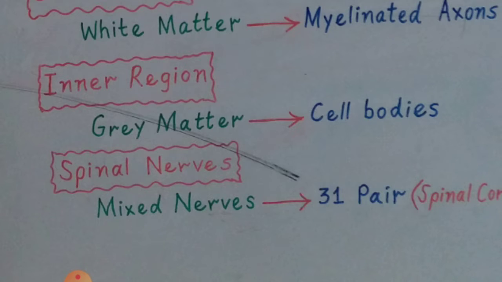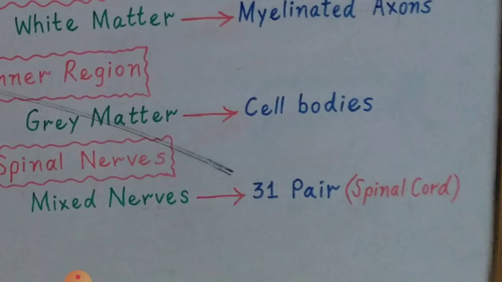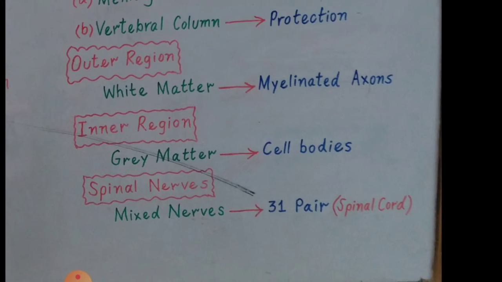Spinal nerves are the nerves which originate from the spinal cord. These all nerves are mixed nerves, and there are 31 pairs of the spinal nerves which originate from the spinal cord.